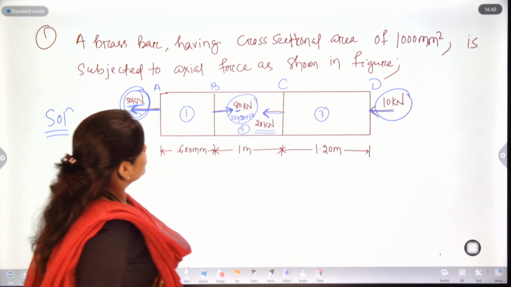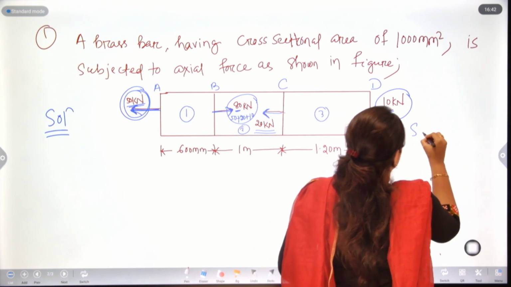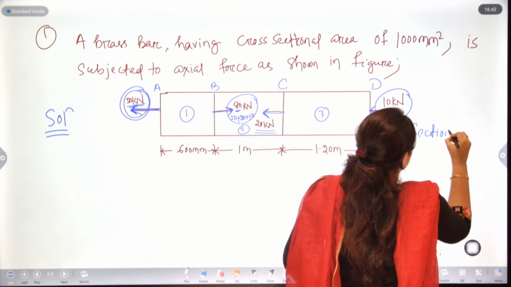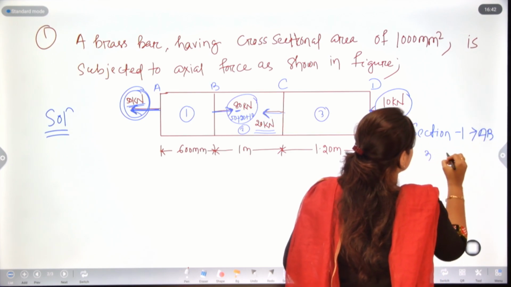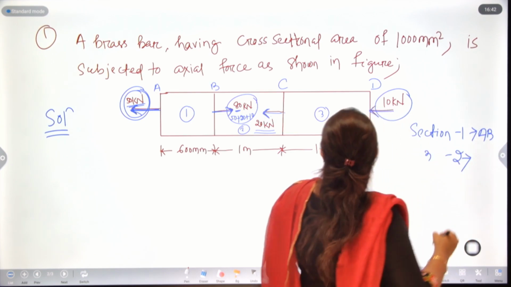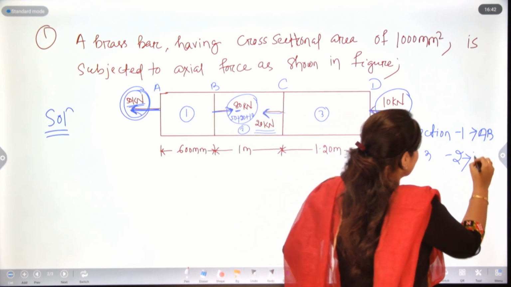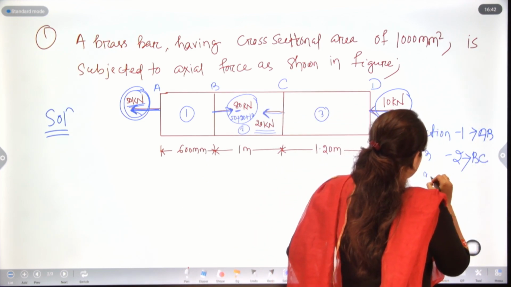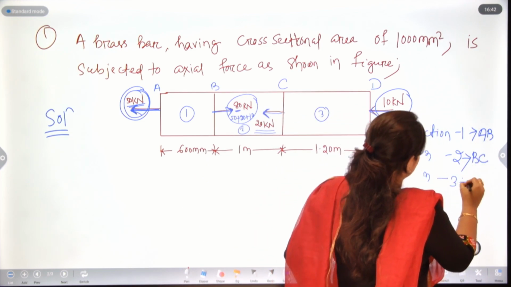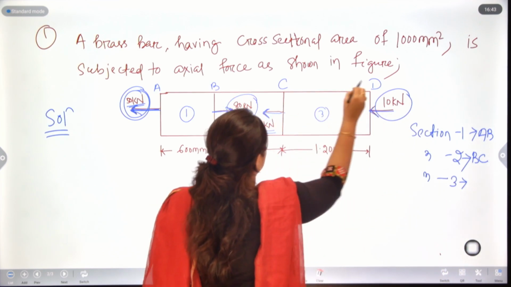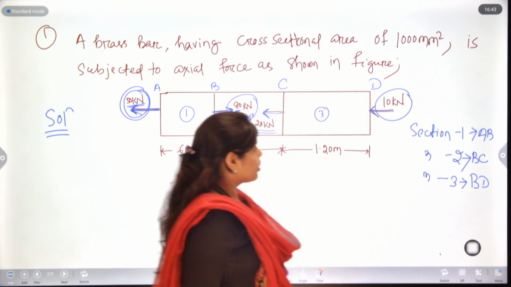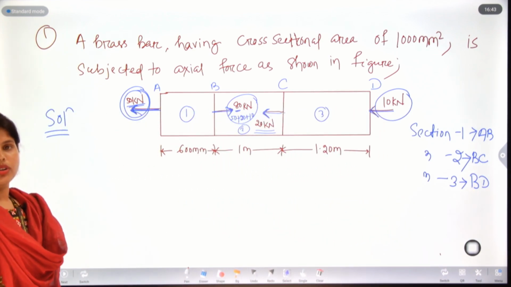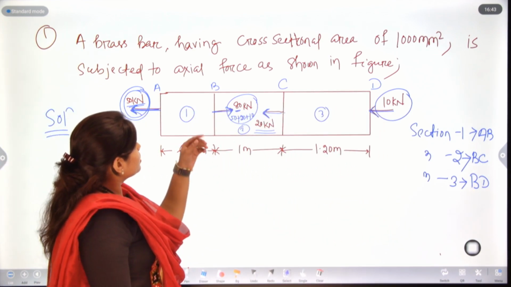So section 1 is our AB, section 2 is our BC, and section 3 is this whole BD section. Okay, so we need to understand the question.